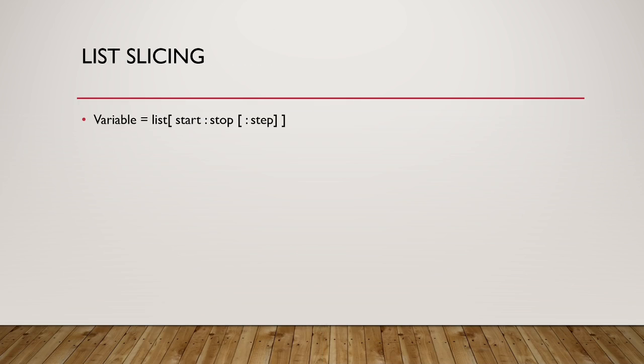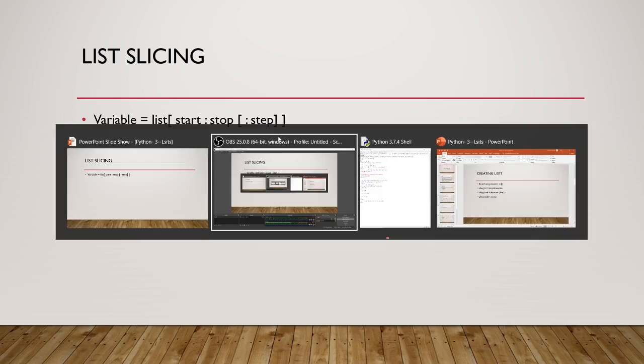So now let us see what is list slicing in Python. The syntax for list slicing, as you can see, is variable equals to list, then start index, stop index, and step. All these are indexes. I will explain to you what that is.